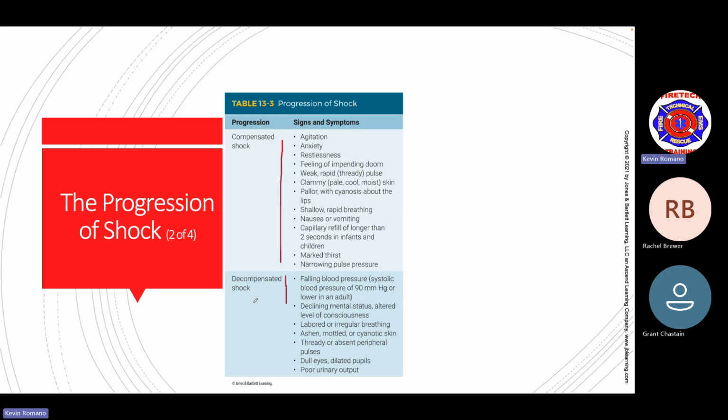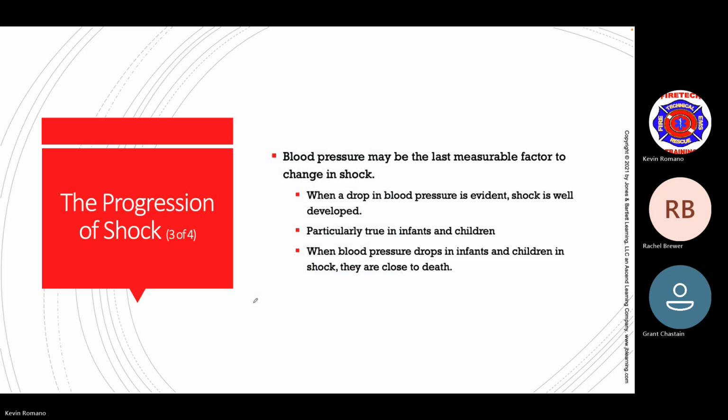Okay. Dull eyes, dilated pupils, poor urinary output. Why? Because your kidneys are starting to shut down because they're not getting enough blood to them. So you're going to have poor output. Right? So blood pressure may be the last measurable factor.